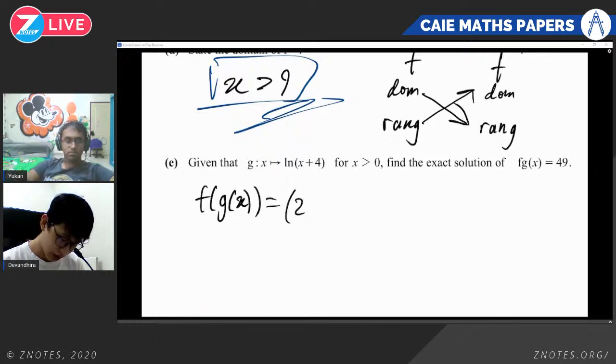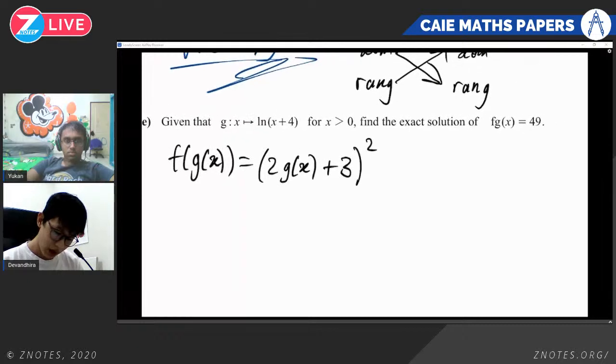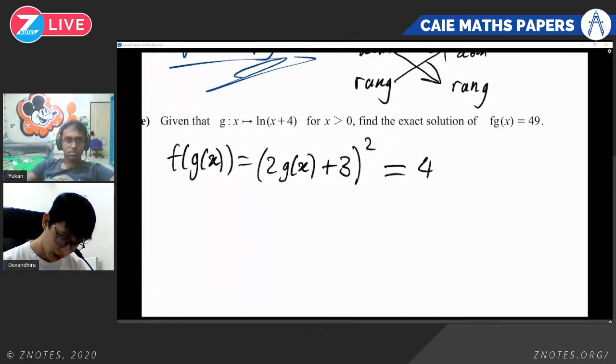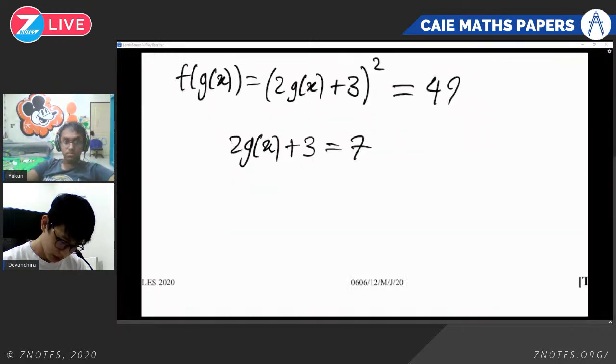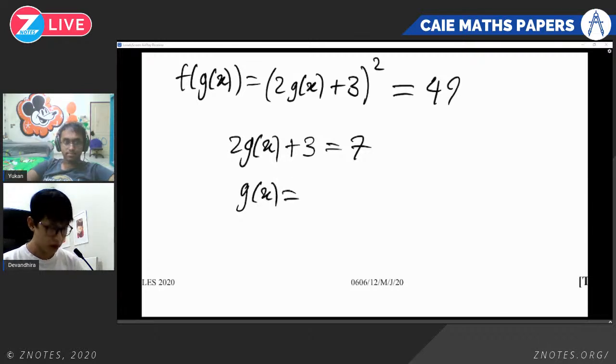So instead of writing x this time, we'll write g of x, because g of x is our input. Is that right, Yugen? All right, then we have plus 3. Everything is the same. And we equate that to 49. Now we just have to solve it. We have to square root both sides again. 2 g of x plus 3 is 7. Minus and divide: g of x, 7 minus 3 is 4. 4 divided by 2 is 2. Okay. Are we done yet?